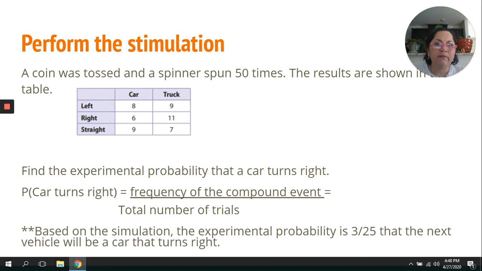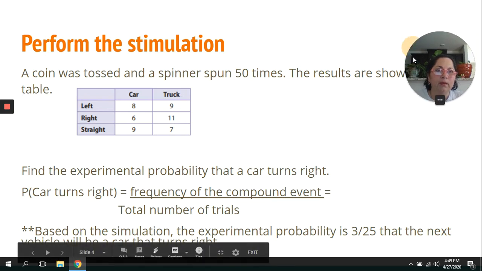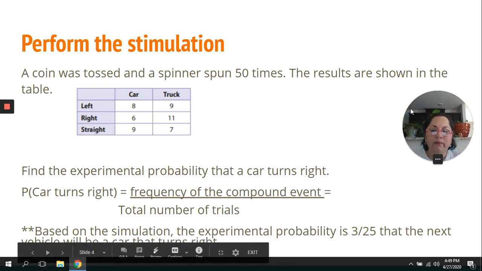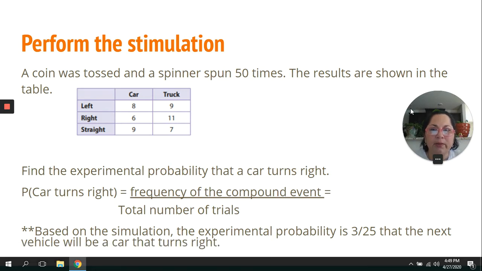So we're going to take that information and we've set it up into a table. Now, says a coin was tossed and a spinner spun 50 times. The results are shown in the table. So you have a car turned left 8 times, a car turned right 6 times, a car went straight 9 times, truck turned left 9 times, truck turned right 11 times, and a truck went straight 7 times.